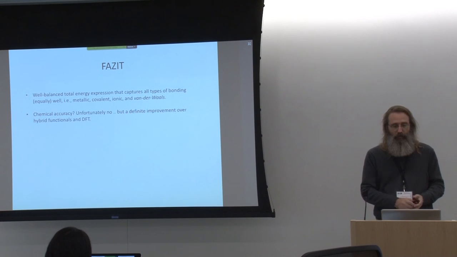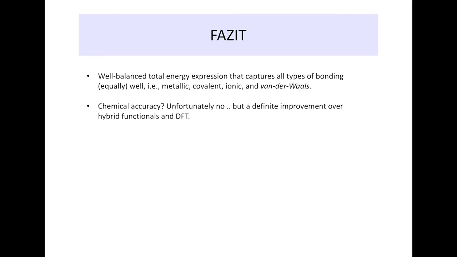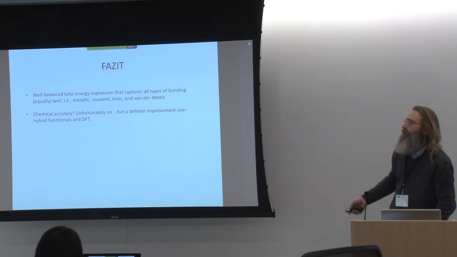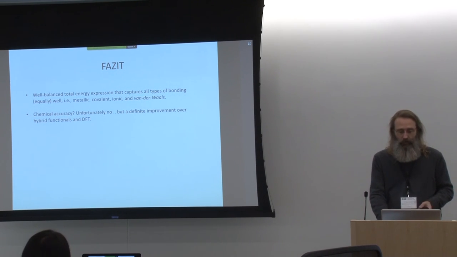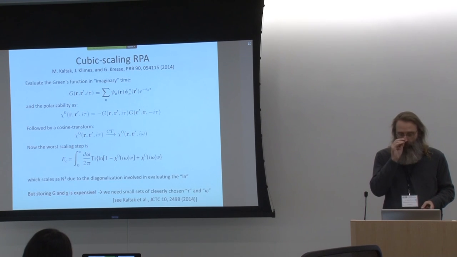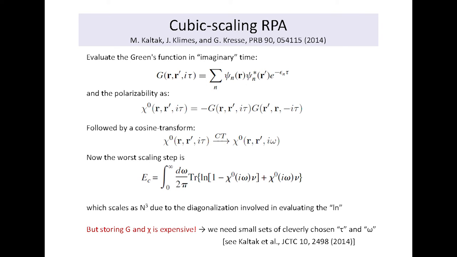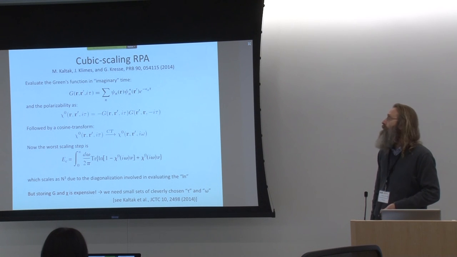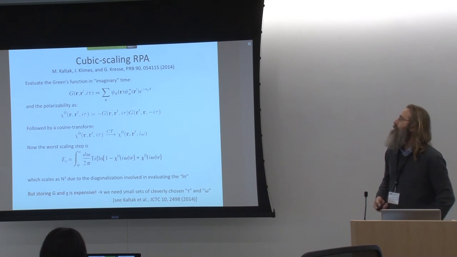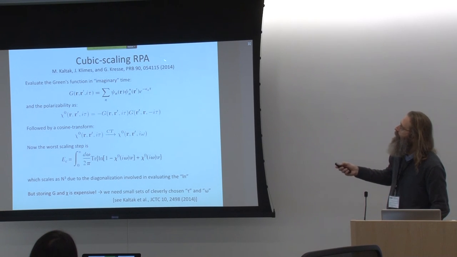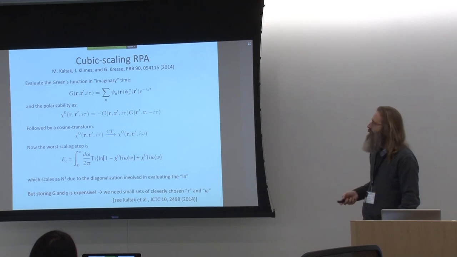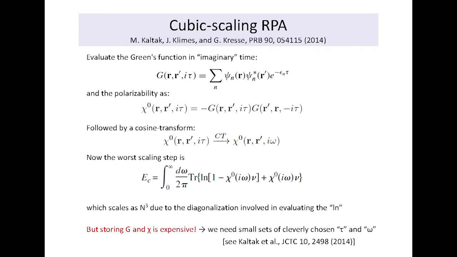So what we do have is a well-balanced total energy expression that captures all types of bonding. What we unfortunately do not have is a total energy expression that is accurate enough to reach the final goal, which is chemical accuracy. I would like to mention this because I've alluded to it a few times: the way that we compute the independent particle polarizability scales so horribly with the fourth power of system size. We have now been working on an algorithm that scales cubically, and that removes this limitation. It's work of Merzuk Kaltak, Jiří Klimeš, and Georg Kresse, my boss.